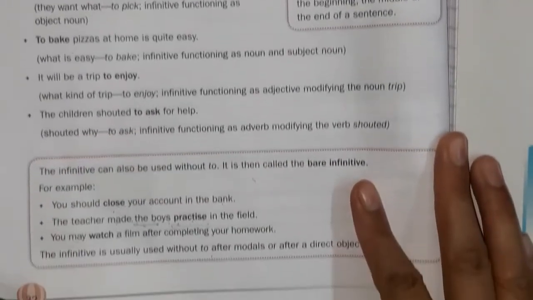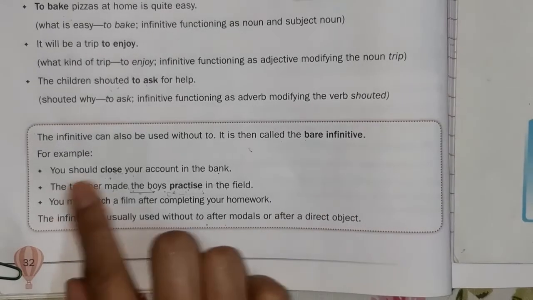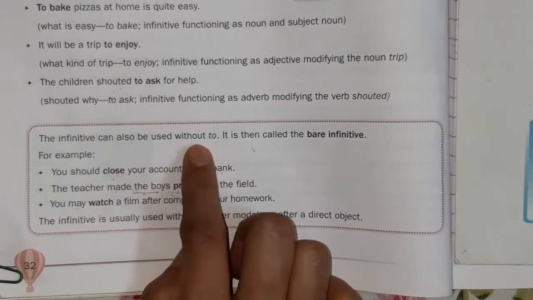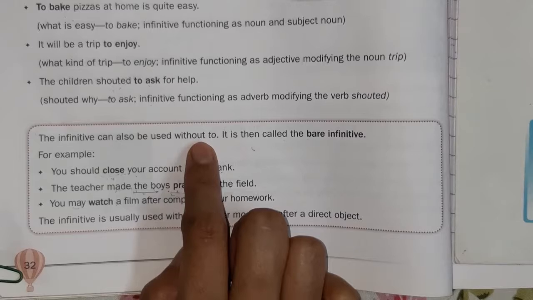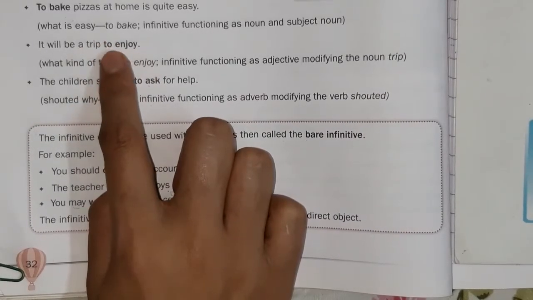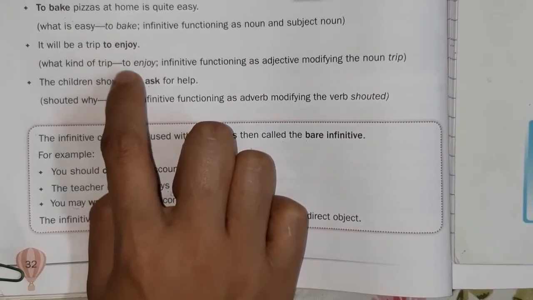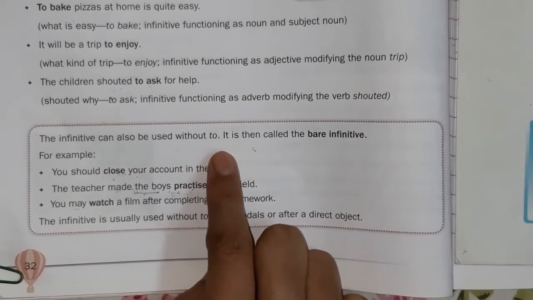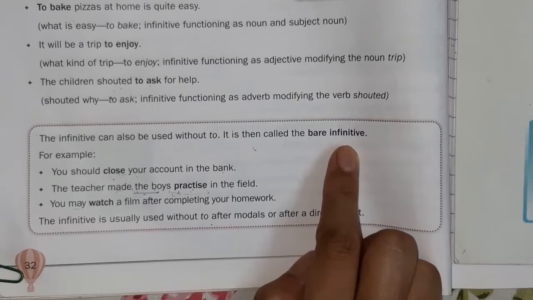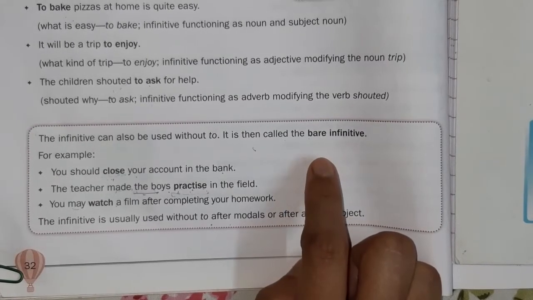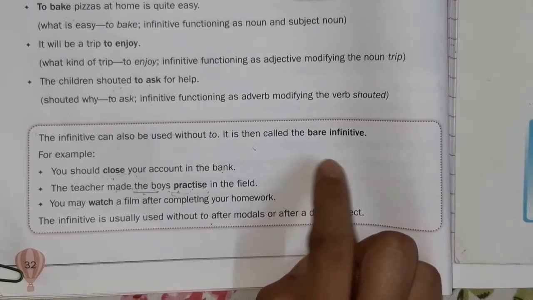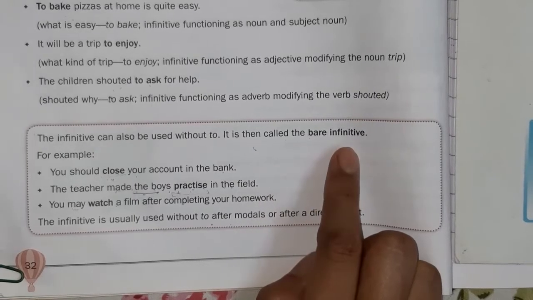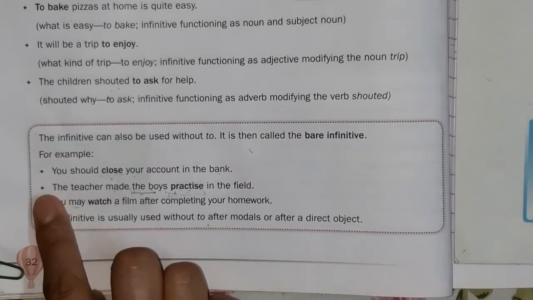One more thing is given which is very, very important to know. The infinitive can also be used without to. Keep this in mind: here you have seen to plus the base form of the verb. Sometimes we can use an infinitive without to, and those kinds of infinitives are called bare infinitives. The infinitives which are not formed by to plus the base form of the verb, without to, are bare infinitives. So see the examples here.